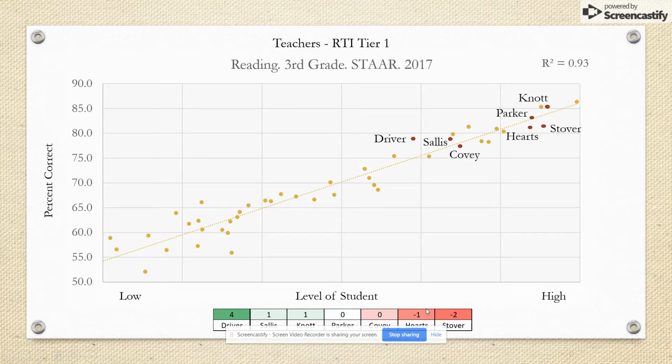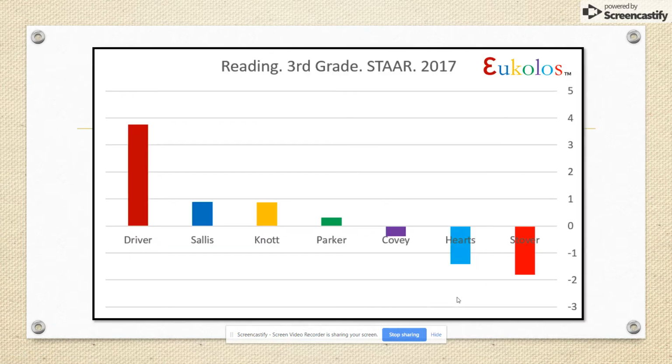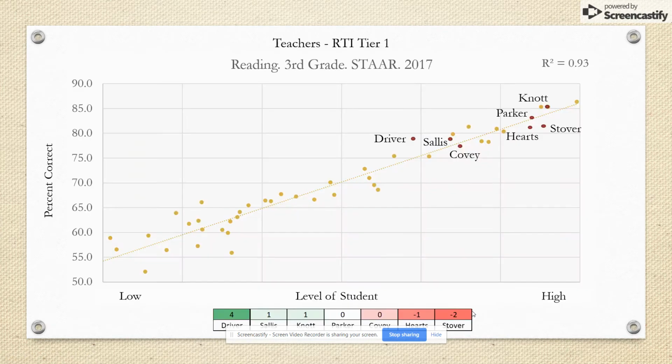And again, we give you this information, maybe Miss Stover missed some time on maternity leave or something of that nature. You know what happened to Miss Stover, so you know whether or not you need to step in there and give more support, or if it's just a different year. But then you can see Miss Knott, who was the highest performing, outperformed where she should have been.